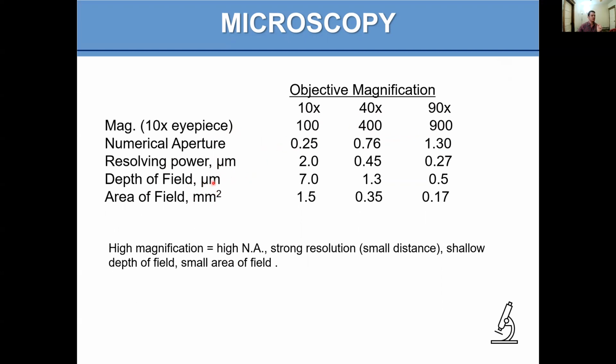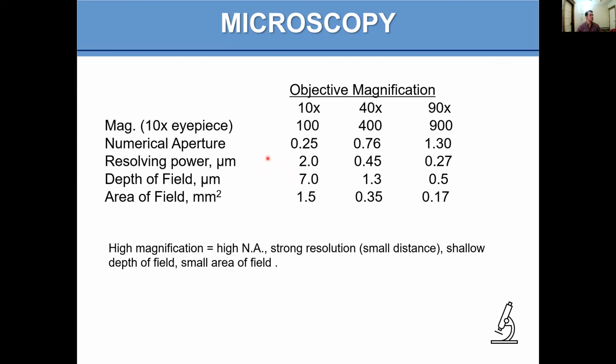And then a shallow depth of field. Obviously, the more you are zooming into your sample, you're losing some of the detail above and below it. That's what this number illustrates over here. You have a smaller area of field also, obviously. Your depth of field is represented by this value over here.